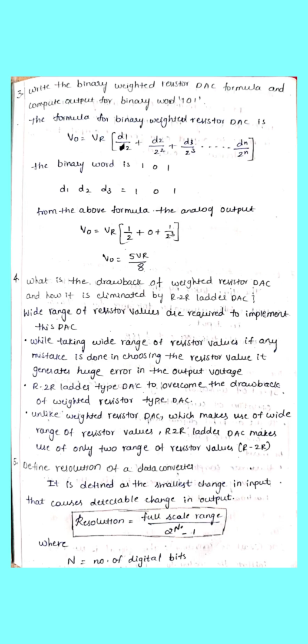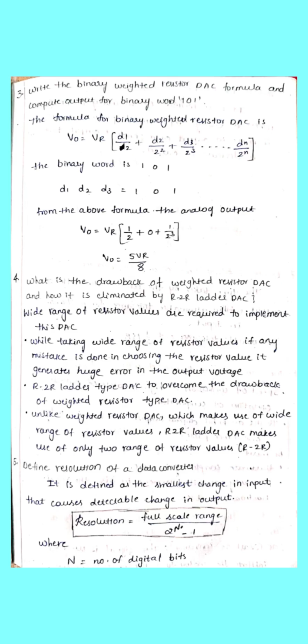Question number 4. What is the drawback of weighted resistor DAC and how is it eliminated by R2R ladder DAC? Now the answer: a wide range of resistor values is required to implement this type of DAC. Not only that, placing large values of resistors on a silicon chip is difficult, that is another disadvantage. And while taking a wide range of resistor values, if any mistake is made in choosing the resistor value, it generates huge errors in the output voltage.